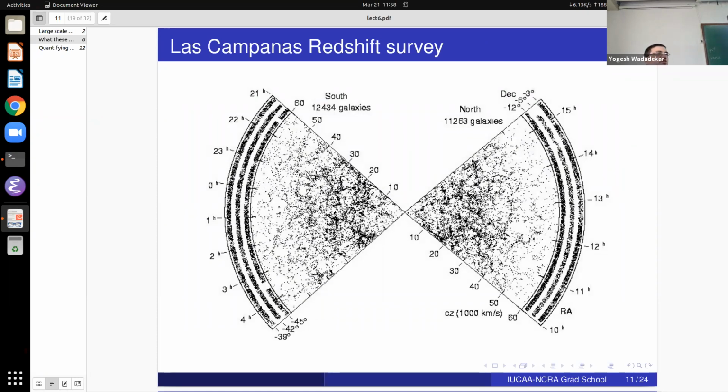So the first hint of the cosmic web came with the Las Campanas redshift survey, which, as I told you, had about 23,000 galaxies in two different regions of the sky. And there you begin to see, of course, a squashed version of the three-dimensional structure with about 23,000 galaxies.